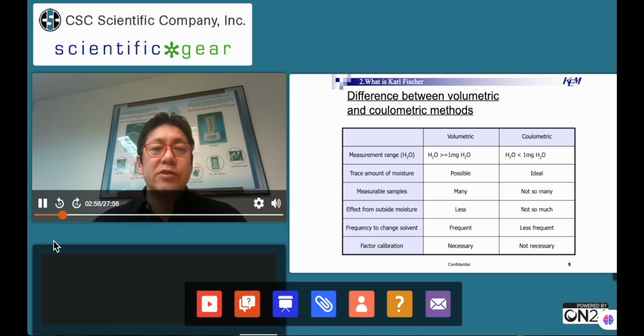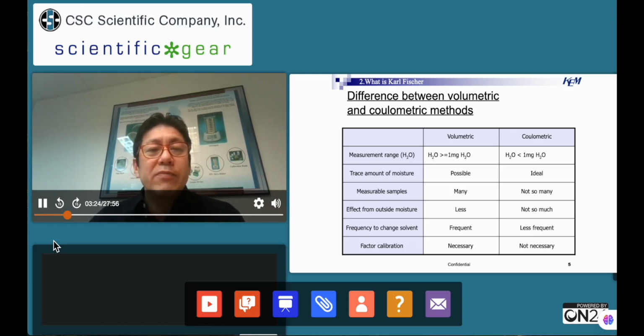Okay, the next slide shows the characteristics of the volumetric and coulometric methods, as a comparison. Normally, speaking of volumetric, the target is high water content, like more than 1 milligram H2O. On the other hand, coulometric is for lower than 1 milligram H2O. This is basic information. But of course, there are exceptions.